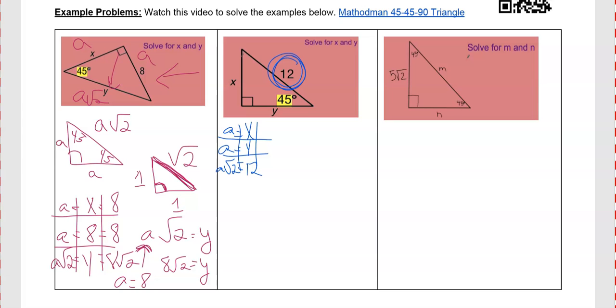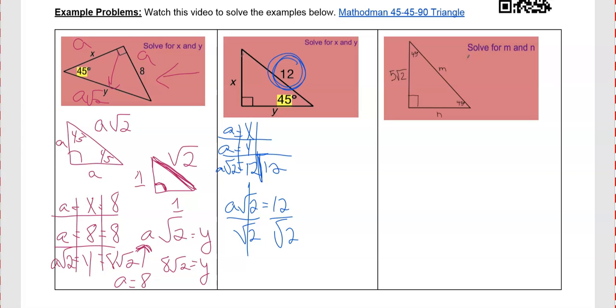So what we need to do is solve for a. A equals x and a. Okay, the hypotenuse is not changing its length. But we do need to say that a square root of 2 equals 12. And now we need to solve for a, so let's divide both sides by square root of 2.